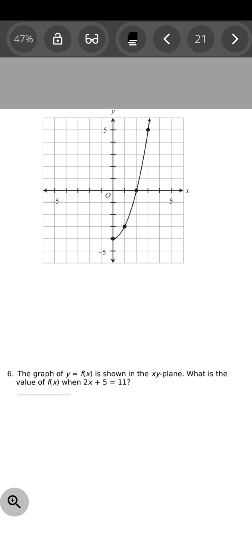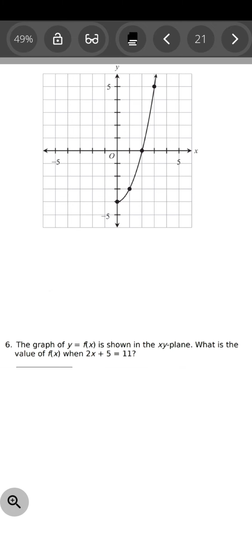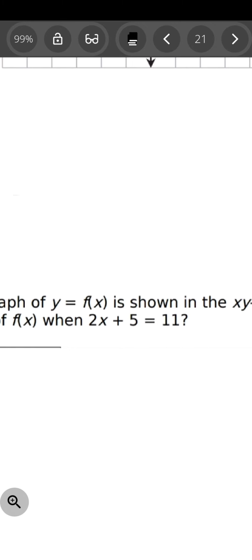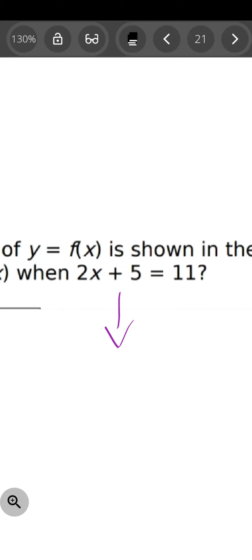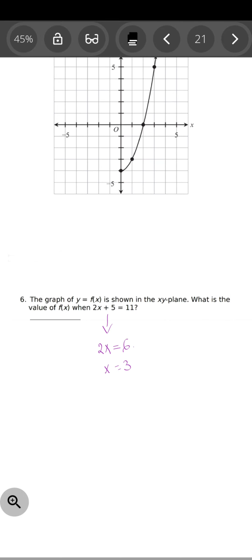Our next question is that the graph of y is equal to f of x is shown in the xy plane. What is the value of f of x when 2x plus 5 is equal to 11? So for the value of the function f of x, firstly we must define the value of x using this equation. If we subtract 5 from both sides of this equation, we get that 2x equals 6. And dividing both sides of this equation by 2, we'll get that x is equal to 3.